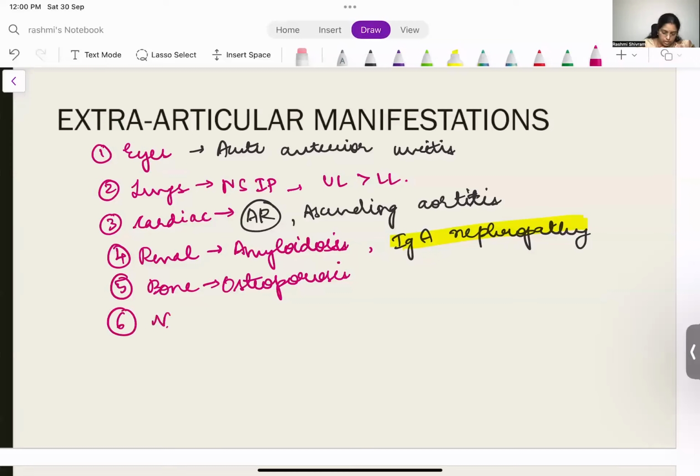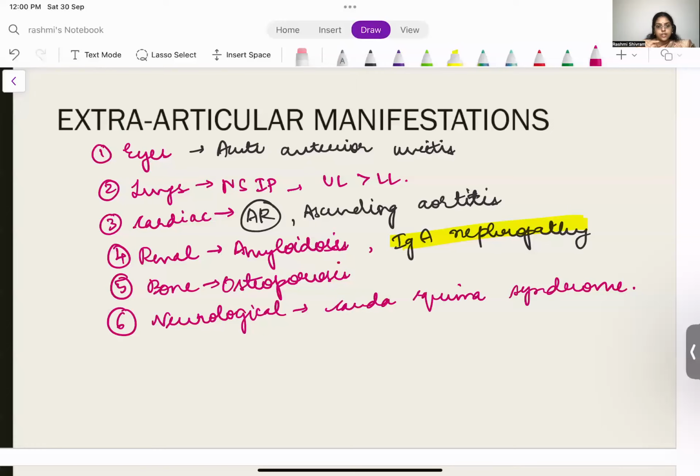So next, the neurological involvement. The patient can have cauda equina syndrome, especially because of the compression. Because of the intervertebral disc calcification, the bones get collapsed. I mean, the joint space will be reduced, and this will cause compression of the nerves getting out from these regions. So this will cause cauda equina syndrome.